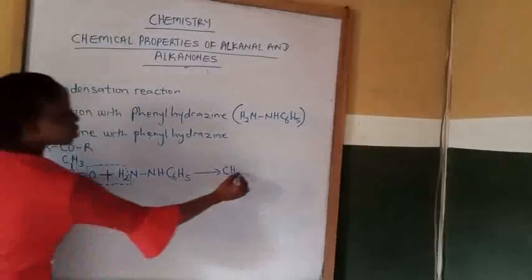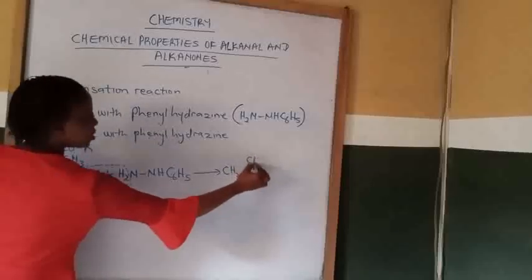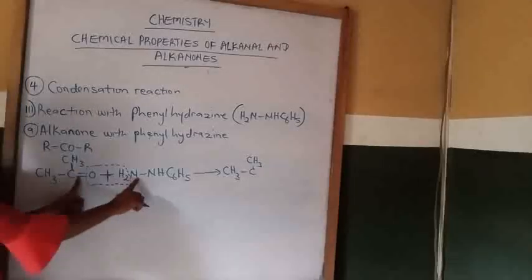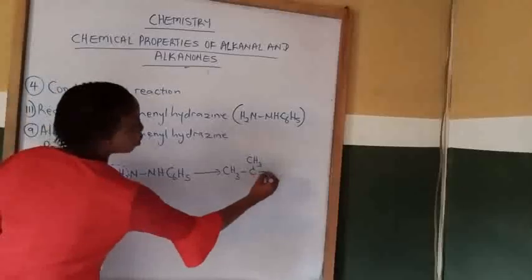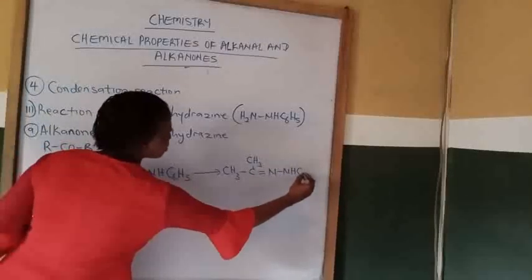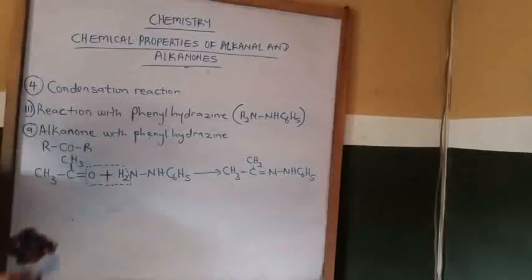CH3, then CH3, then the double bond we connect with what? With the vinyl hydrazone. Then double bond NNH C6H5. So let's name the product form.